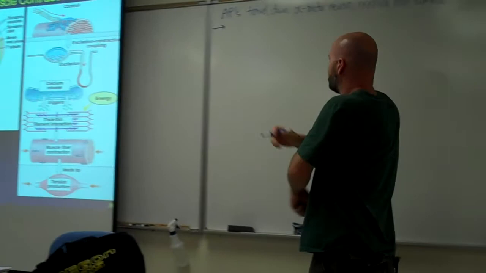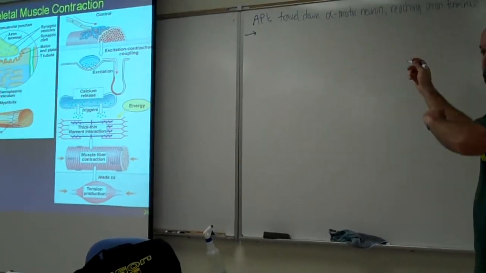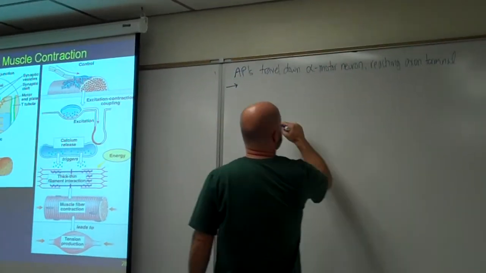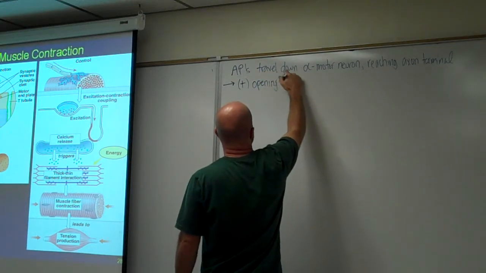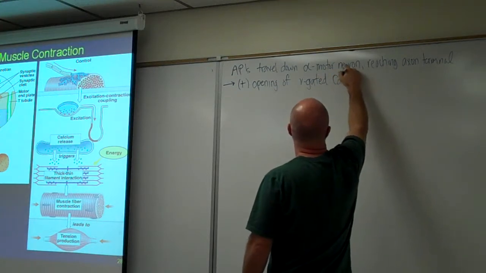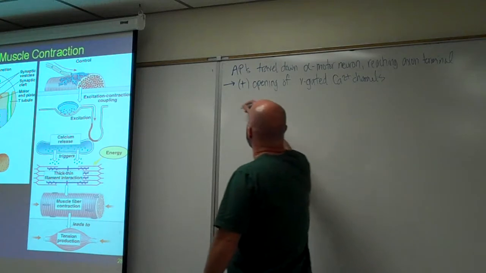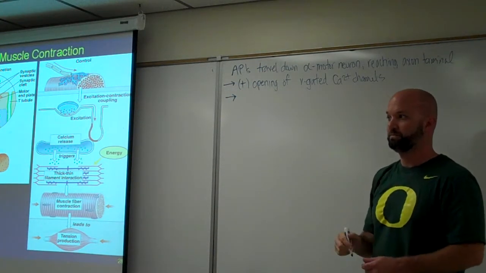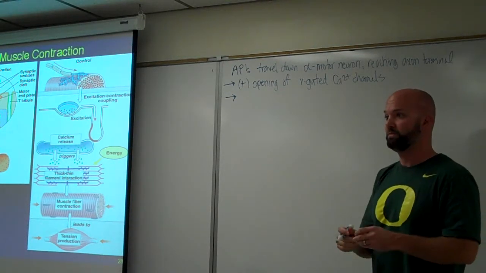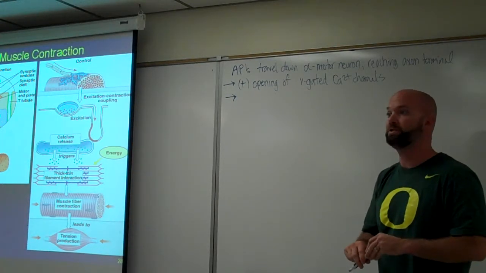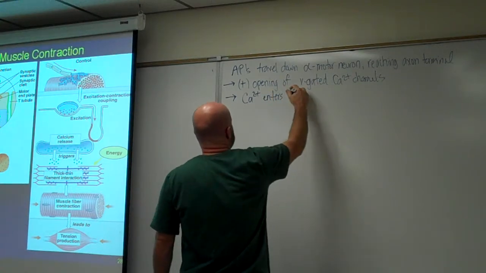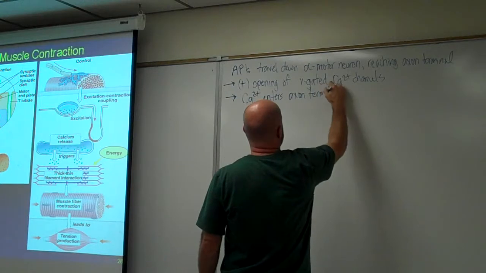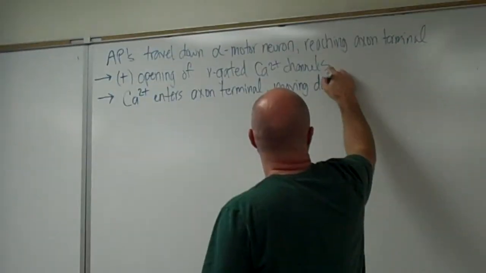So what does that cause to happen? And I'll just do process, arrow, process, arrow, cause and effect. It stimulates, triggers, opening of voltage-gated calcium channels. When you open an ion channel, the next thing you need to say is what goes through it. So what goes through, the direction, and the force causing it to go through. So calcium enters the axon terminal, moving down its electrochemical gradient.